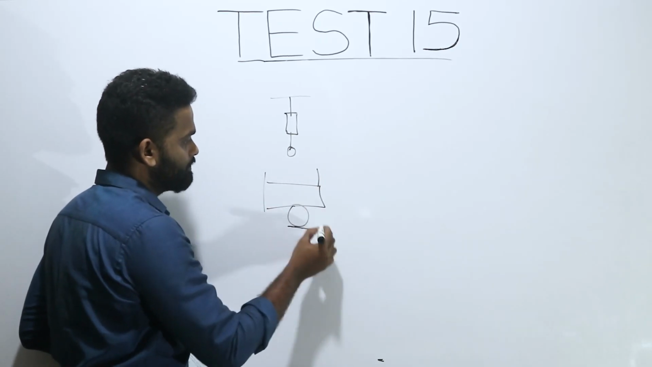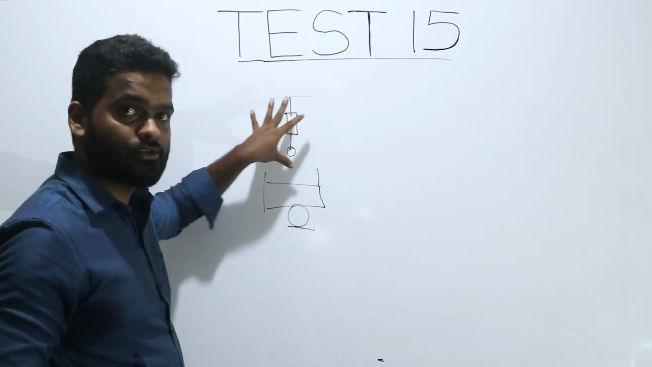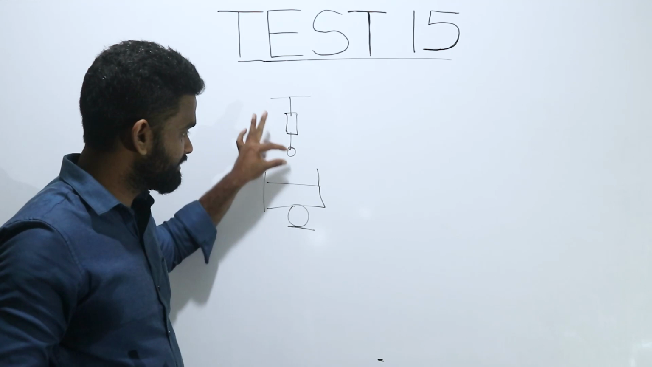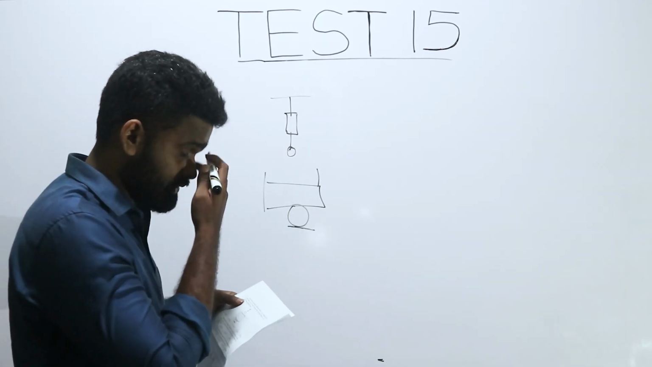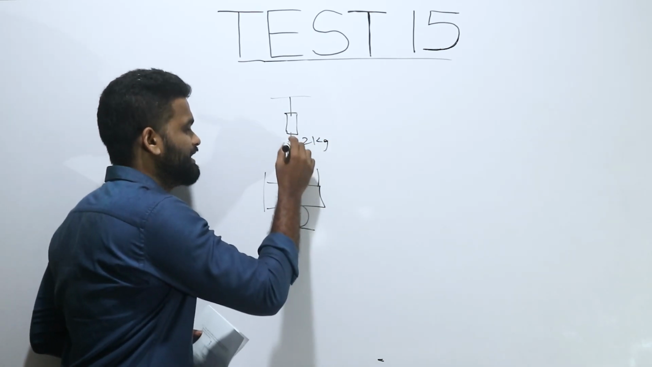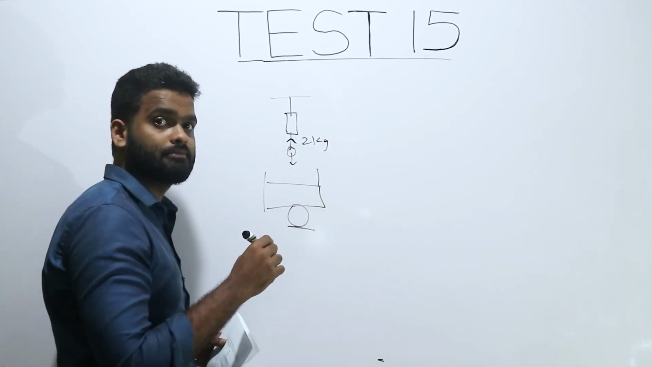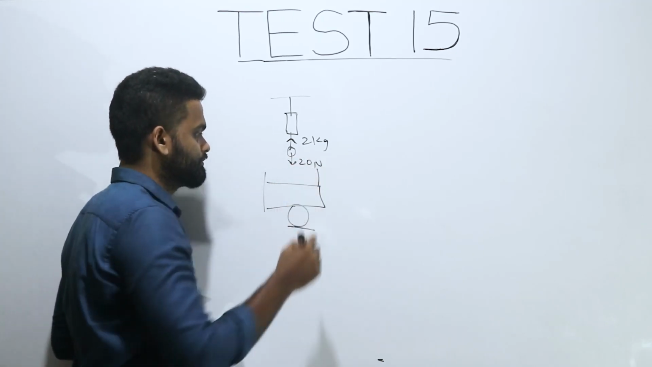Then the pressure balance. Now it is not immersed. This mass is not immersed. So the reading of the spring balance is 2 kilogram, meaning the tension here should be 2 kilogram, which is 20 Newton.